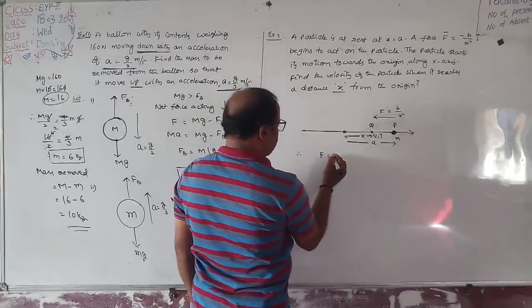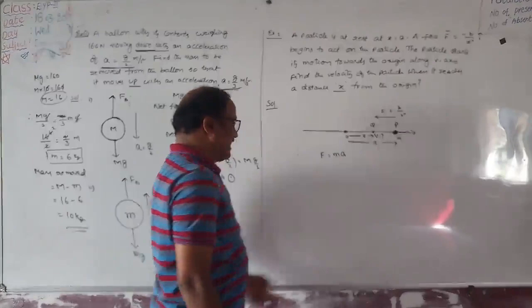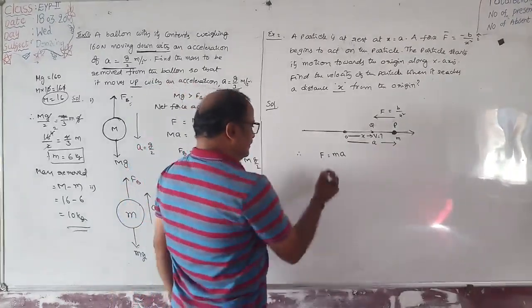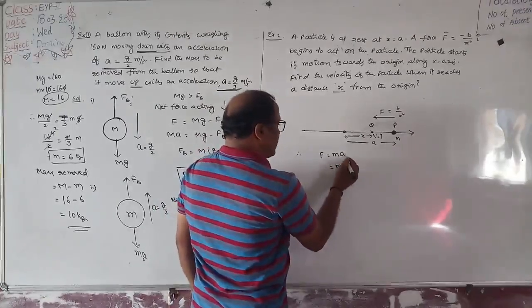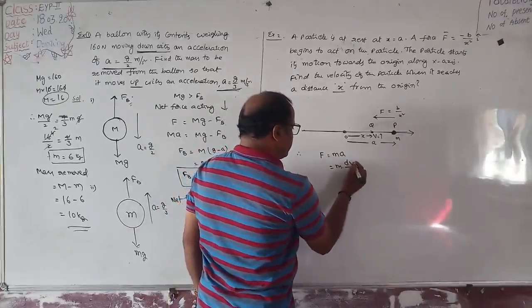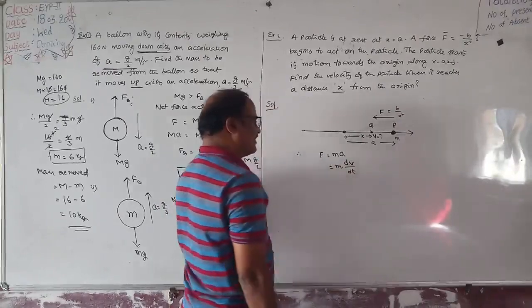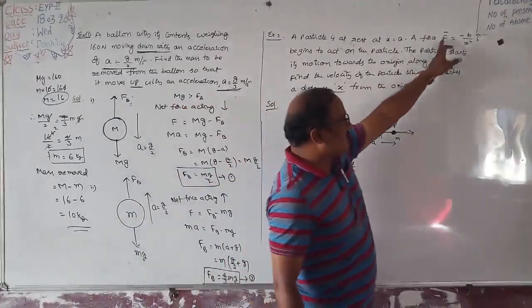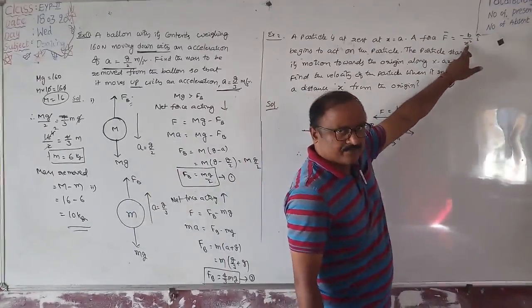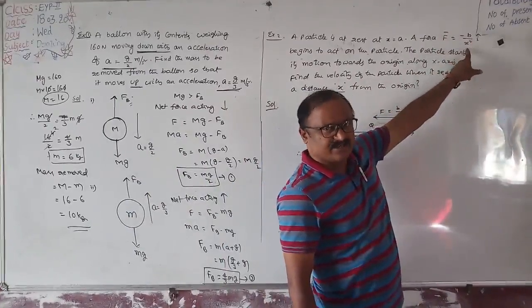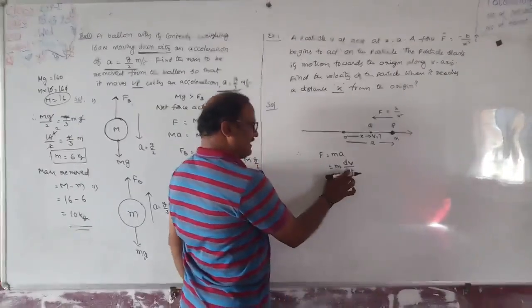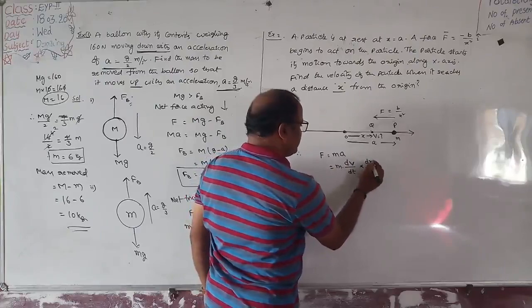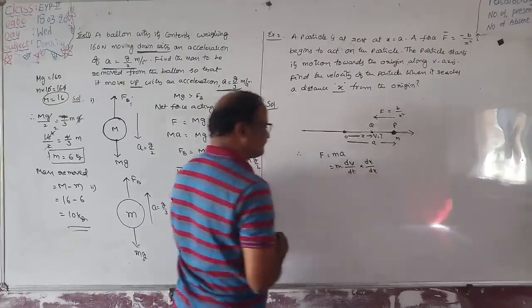From Newton's second law, F is equal to ma. As F is variable, a is also variable, right? That is equal to m into a, where a is replaced by dv by dt, as the rate of change in velocity is called acceleration. But here the force is not varying with respect to time. It varies with respect to distance. That's why, for this, the total equation is multiplied by dx and also divided by dx.